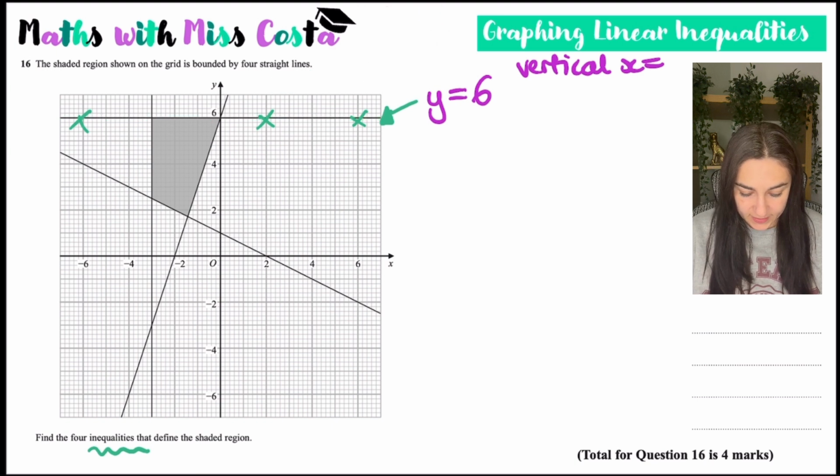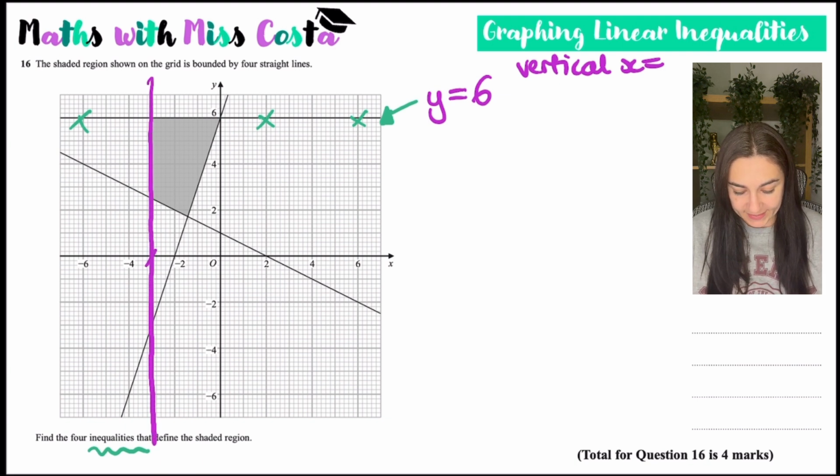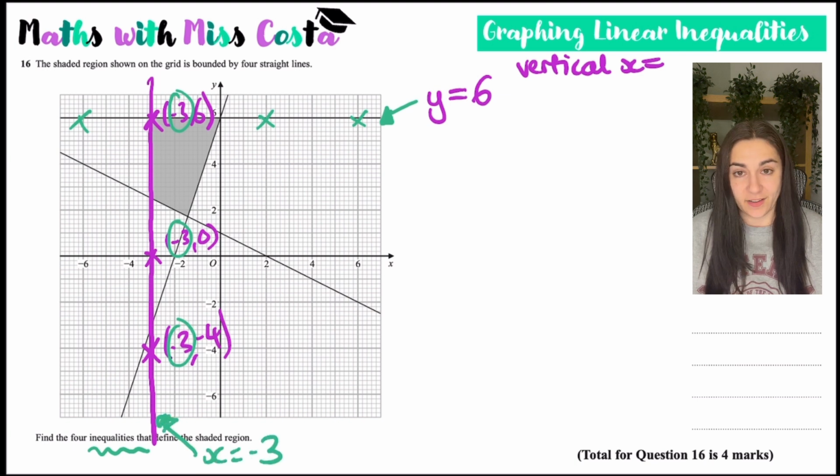This line over here crosses the x-axis at -3. So I could just write this coordinate as -3, 0. Let's pick another random coordinate. This would be -3, 6. Another random coordinate, that's -3, -4. So hopefully you can see that on this line, every x coordinate is -3. So this is the line x equals -3.